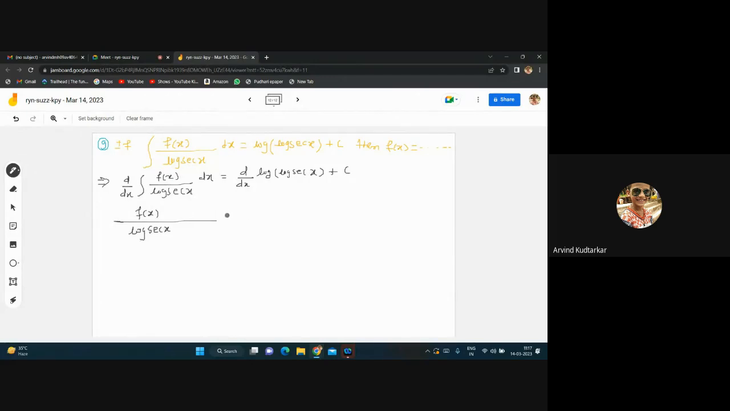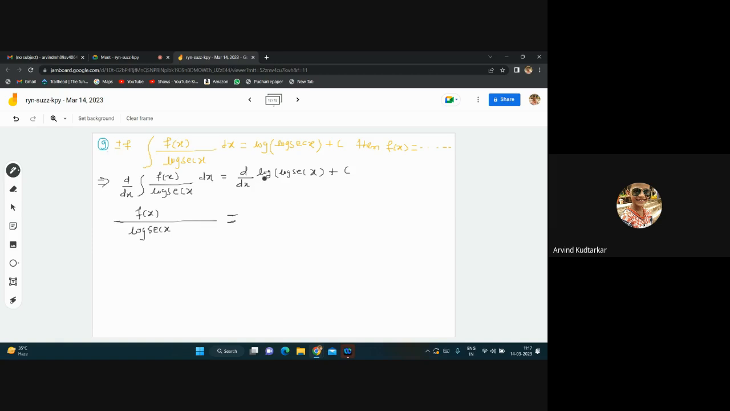Log of sec x is equal to... But in the RHS, we need to find the derivative of log of sec x. So how many functions are there? There are three functions: the first logarithmic term, the second logarithmic term, and then the function sec. So we need to find the derivatives of these functions one by one, but write them in product form.